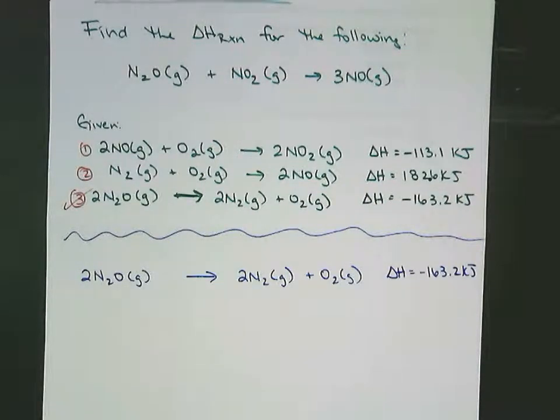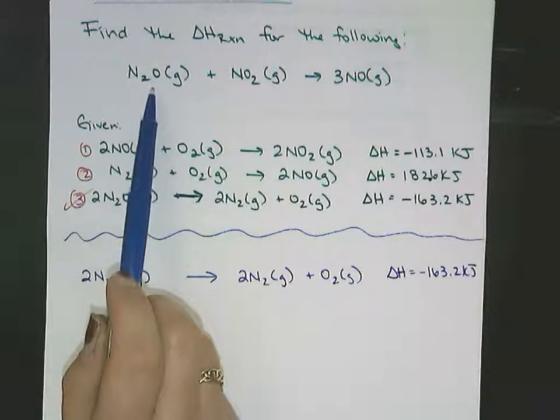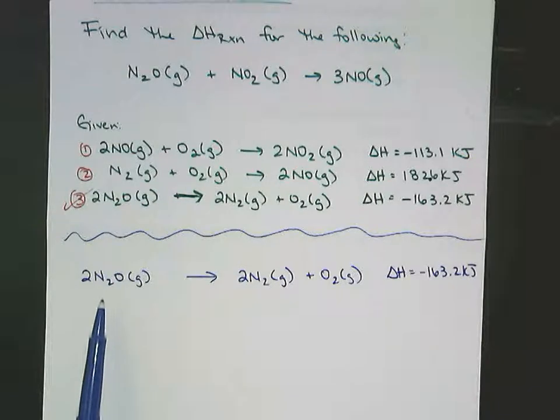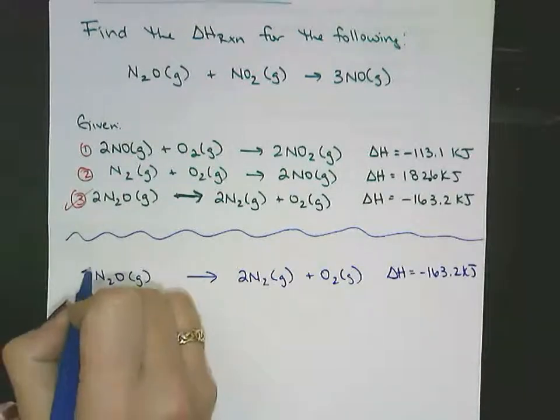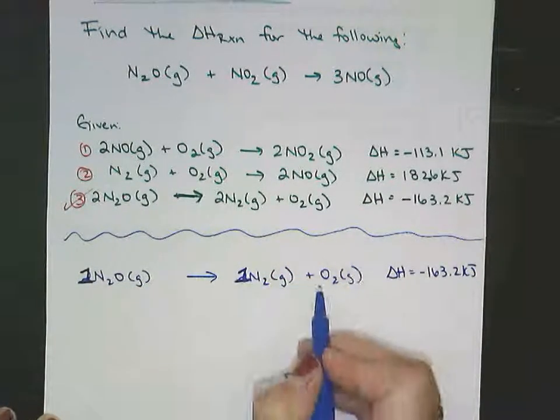What is the main issue with the way that this dinitrogen oxide is compared to this one? It's double how many I need. So how do I correct that? Divide everything by 2. Right? So if I divide everything by 2, this is now a 1. This is now a 1. What happens to this guy? It is a 1/2.